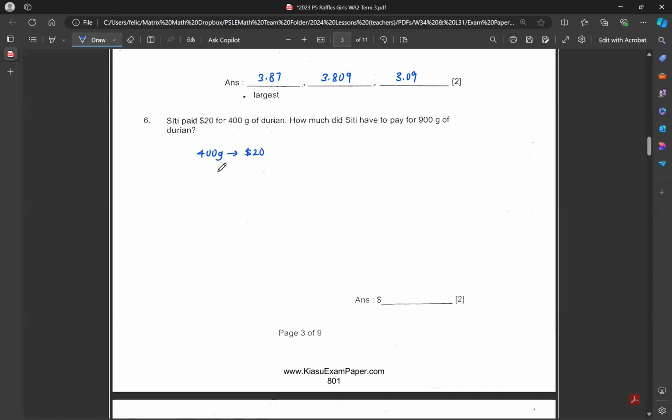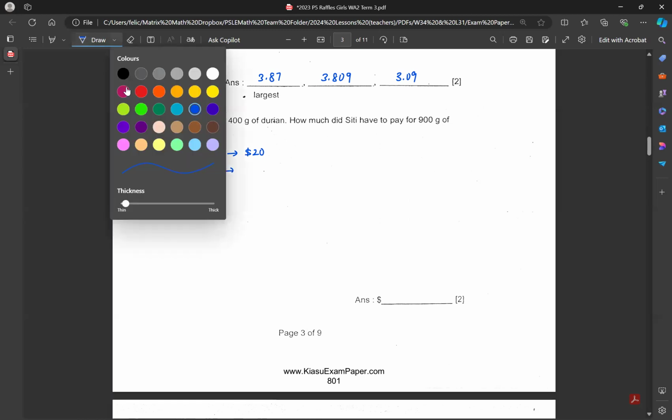Now, you do not need to find 1 gram, but if you wish to, by all means go ahead. Since you get to use a calculator, finding 1 gram is not an issue. Otherwise, alternatively, you can just work with 100 grams because everything is in multiples of hundreds. 400, 900, all multiples of 100, so just dealing with 100 is good enough.